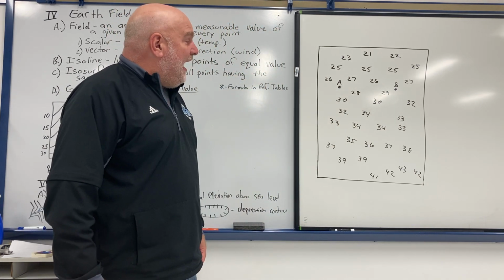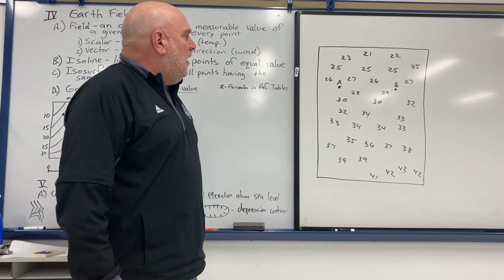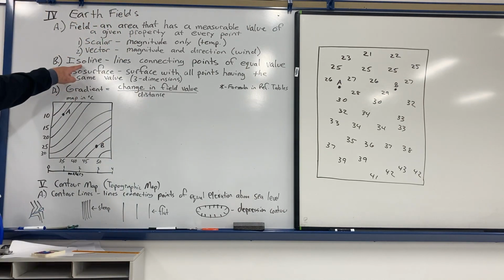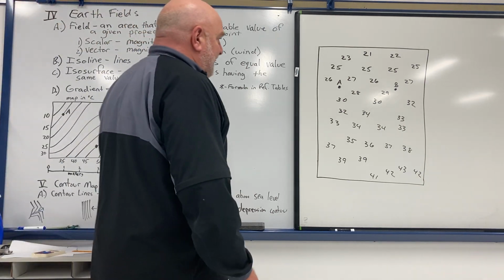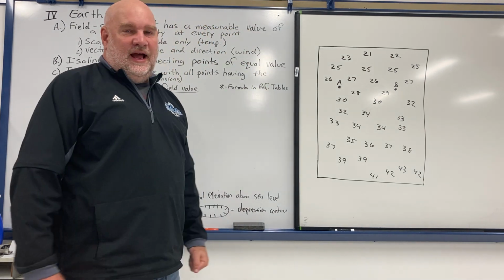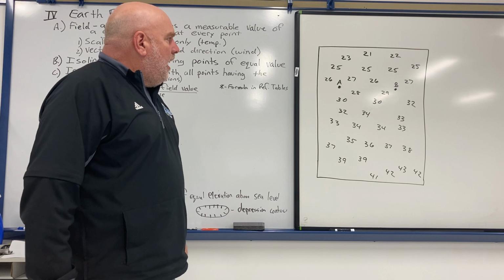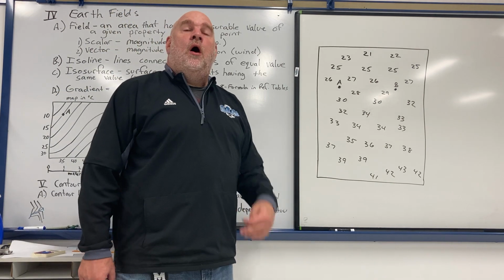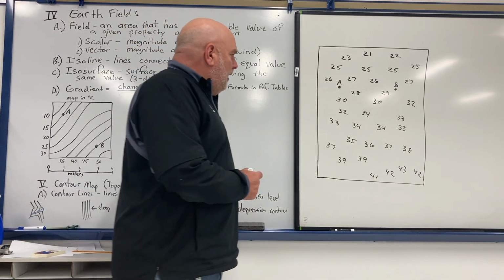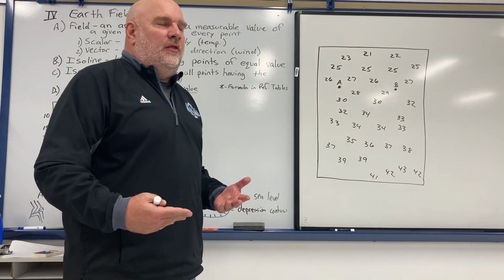So what we use on field maps to look at the data more efficiently is something called isolines. Isolines are lines connecting points of equal value. It makes looking at field data a lot easier. All right, so how would I go about drawing isolines on a map like this? First off, I need to know what my isoline interval, or contour interval, is. That's how frequently I'm going to draw the line.